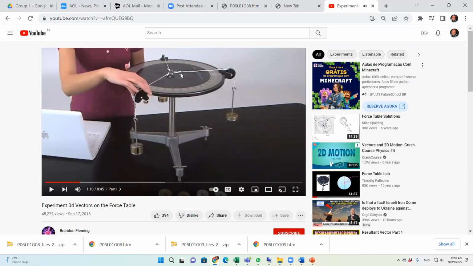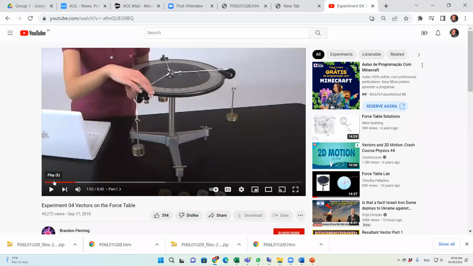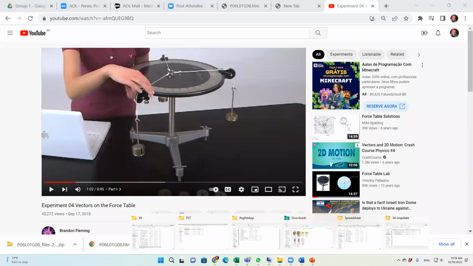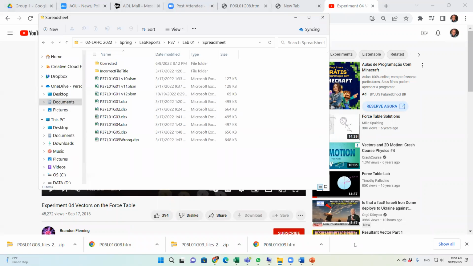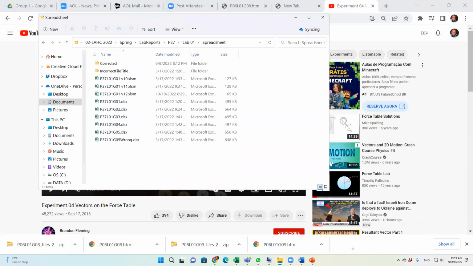So what do we do? In the experiment, I tell my students, look, place those two forces perpendicular to one another. Okay, and put, let's say, 300 grams here and 200 grams there, and find the resultant, right? And that's what that spreadsheet is all about, right? Let's take a look at the spreadsheet that you have there. I'm gonna get the spreadsheet. This one here.